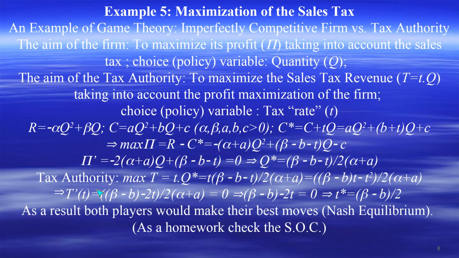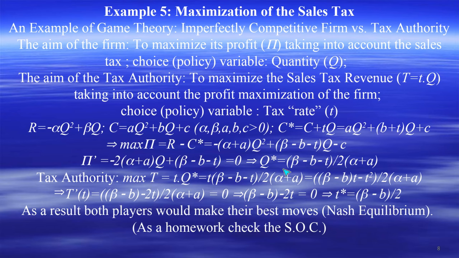Then, what does the tax authority do? It maximizes its tax revenue, which is T times Q star. Why? Both parties know each other's functions and moves; everybody knows everything. And the tax authority knows mathematics as well. They know how to calculate Q star. So they know that the firm will take into account the tax and arrange its quantity sold accordingly. So it will produce Q star, (beta minus B minus T) over 2 times (alpha plus A), instead of Q. The tax authority will multiply this Q star with T to obtain its objective function, big T, and maximize it.